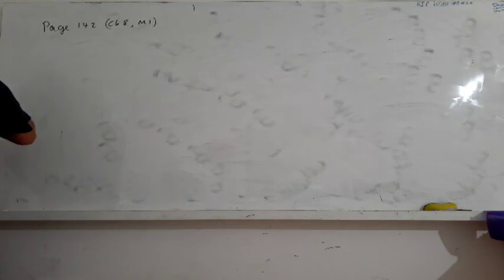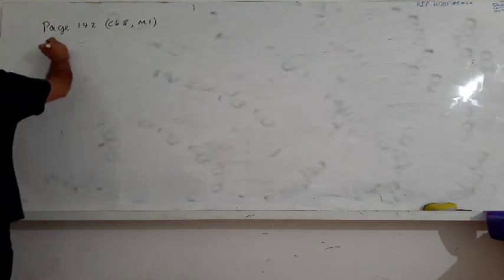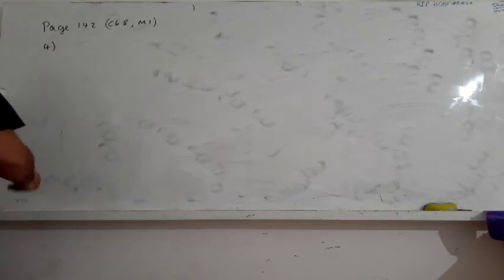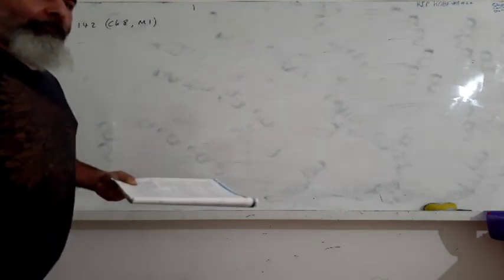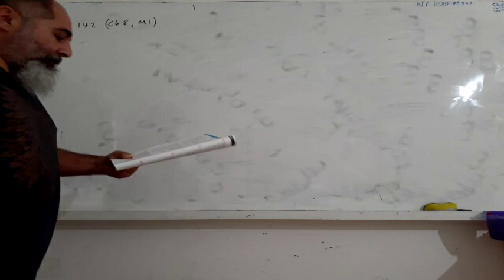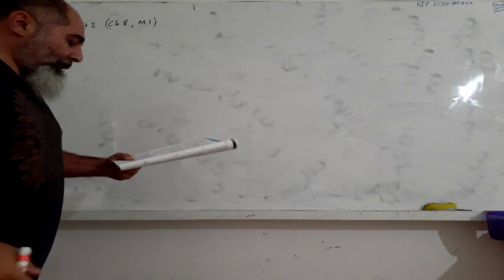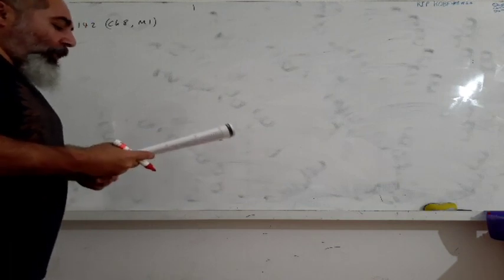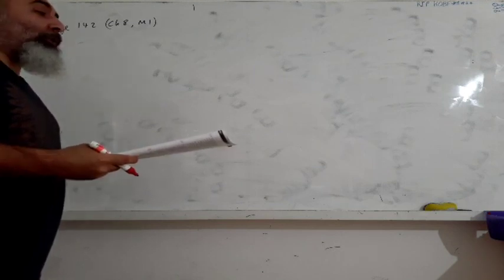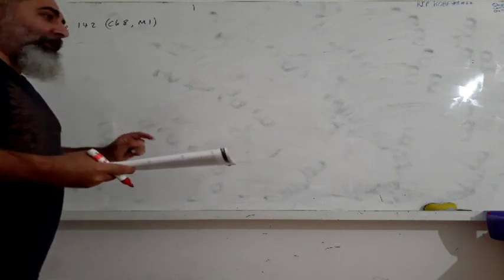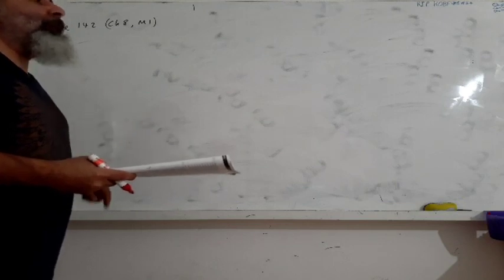A non-uniform rod. We have a very important condition here. Center of mass is not at the midpoint. It can be somewhere else, but not at the midpoint. So we have a rod, non-uniform rod here, AB, again AB.